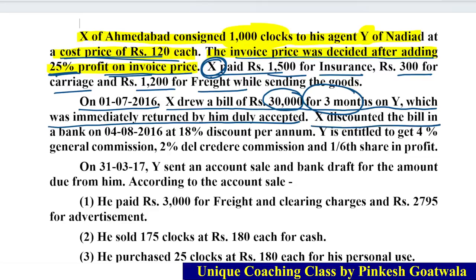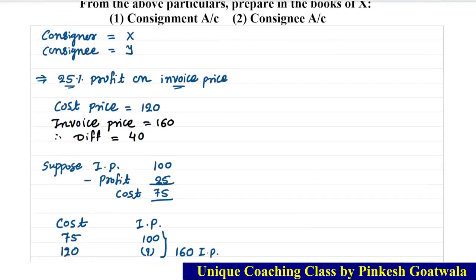X discounted the bill at a bank on 4/8/2016 at 18% discount per annum. Okay, discount કરી છે. So we must calculate this. The bill for 30,000. For how many months? 3 months. Okay, so let's calculate this point. 30,000 bill for 3 months.